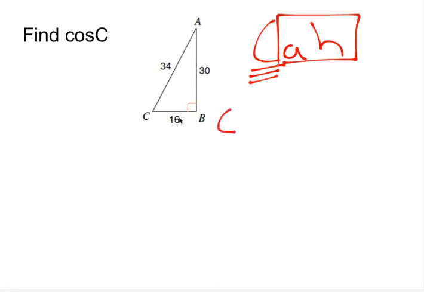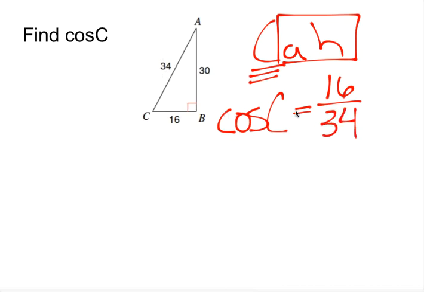So cosine of C is going to equal, again, it's a ratio, so the adjacent, which is 16, over H, which you may have guessed represents the hypotenuse of the right triangle. So it's going to be 16 over 34, since 34 is the hypotenuse because that's opposite the right angle.